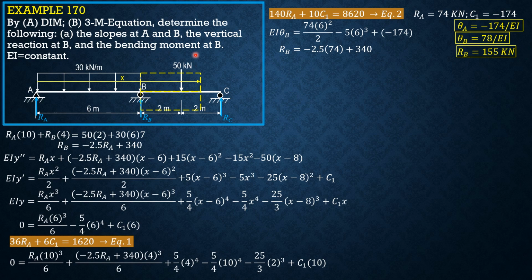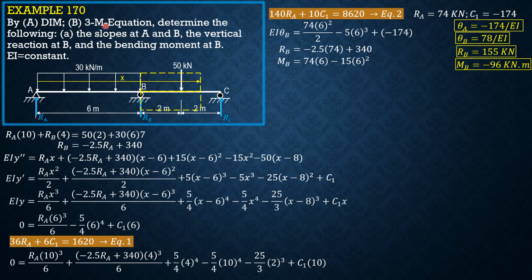And finally, the bending moment at B. Take note, EIY double prime is moment. So we just set x is 6 because B is 6 meters from the origin A. So EIY double prime, moment at B, is RA 74 times 6, minus 15 times 6 squared, and this is ignored. So MB is equal to negative 96 kilonewton meter. So that's it for double integration solution.